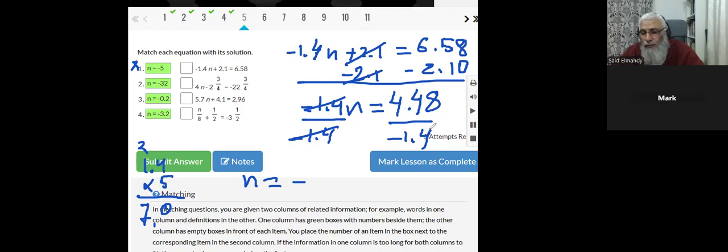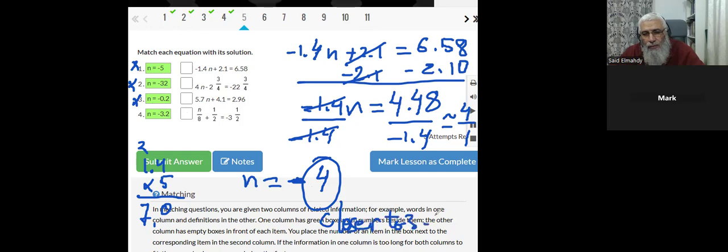Is it 32? 4.4 divided by 1.4. No, because 4 divided by 1 is approximately 4, something near 4. So 32 is not correct. 3.2 is correct. This is the closest one, negative 3.2. So this is the solution. This is for number 4.